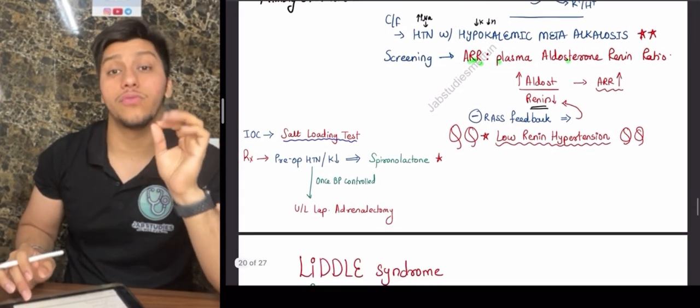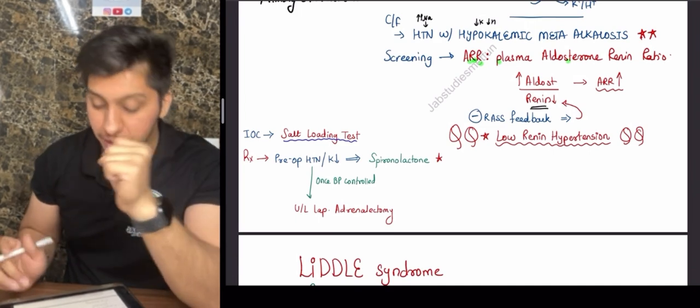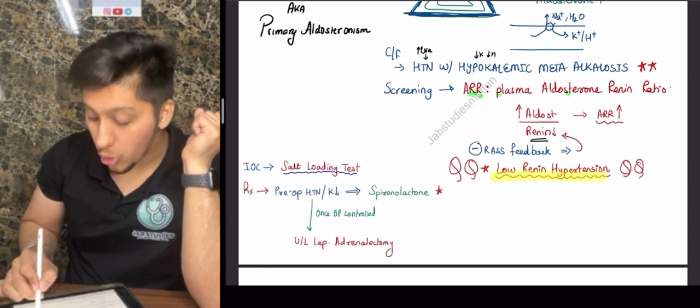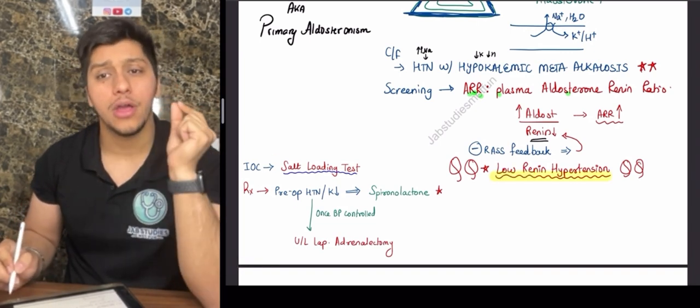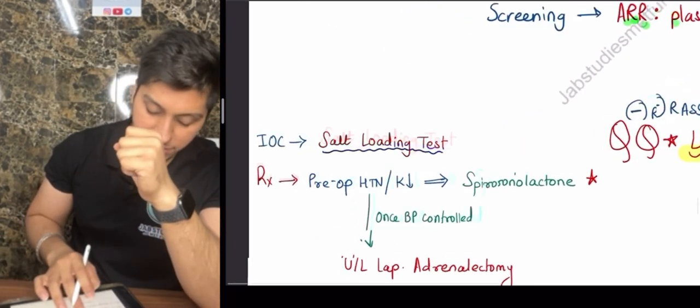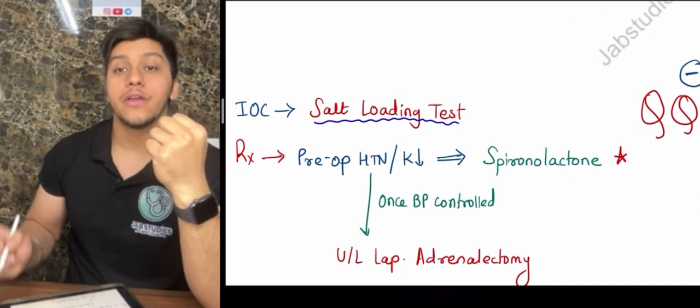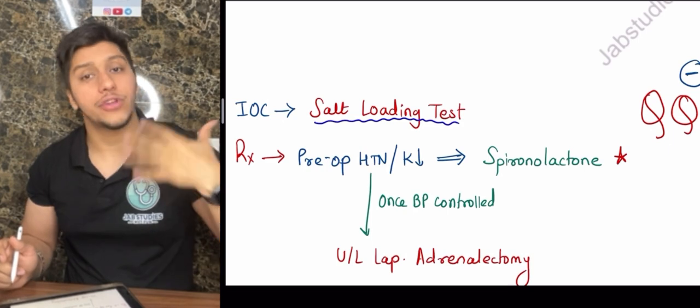If they ask you one more thing, what type of hypertension is in Conn's disease, because renin is low, this is known as low renin hypertension. Very important, low renin hypertension. Investigation: as you know that salt is increasing, you'll have a salt loading test. Before your operation, you have to remove the tumor.